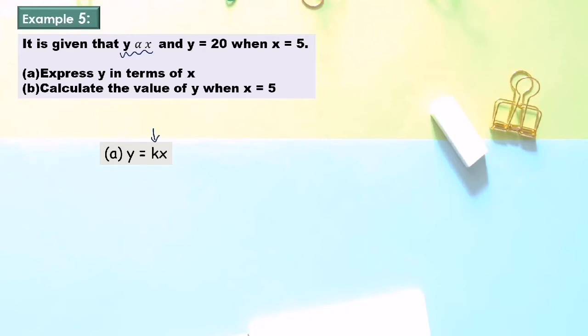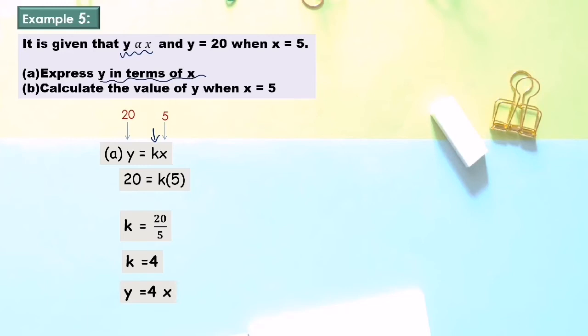Okay, then you substitute the value of x and y into the equation to find the value of the constant. So 20 equals to k times 5. Then the value of k equals to 20 divided by 5. The answer is 4, k equals 4. So now you express y in terms of x. So y equals to 4x. So you just substitute the value of k in the equation.